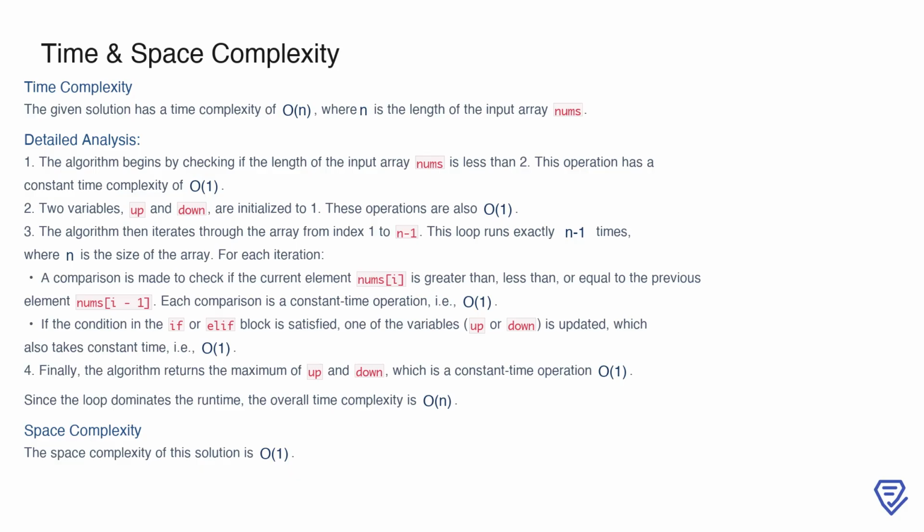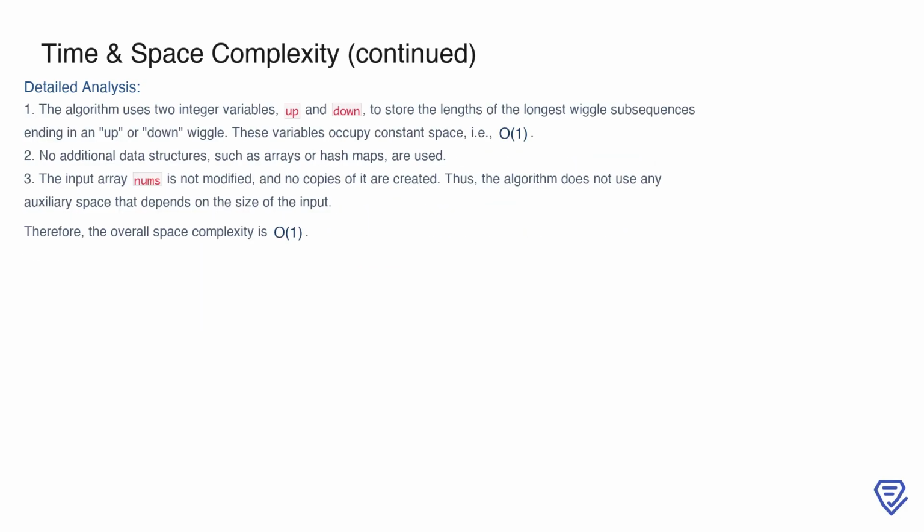The algorithm uses only a few variables and does not rely on extra data structures, so the space complexity is O(1). It uses only two integer variables, up and down, to track the lengths of the longest wiggle subsequences ending in an up or down wiggle. No additional data structures such as arrays or hash maps are used, and the input array nums remains unmodified, with no copies of it being created.